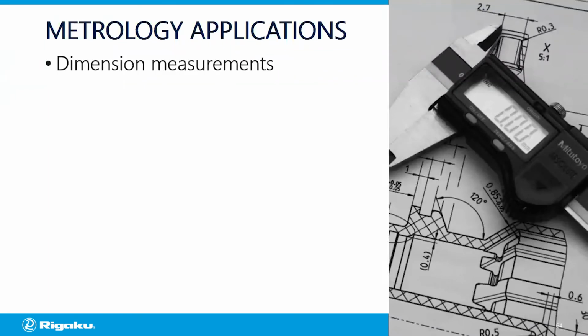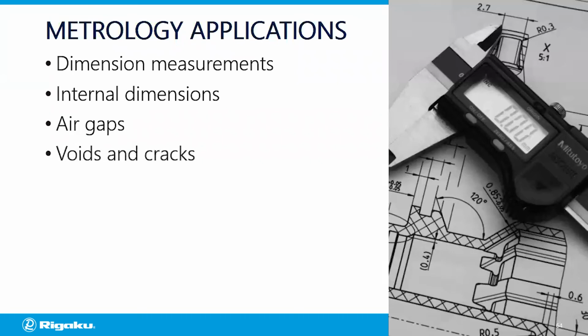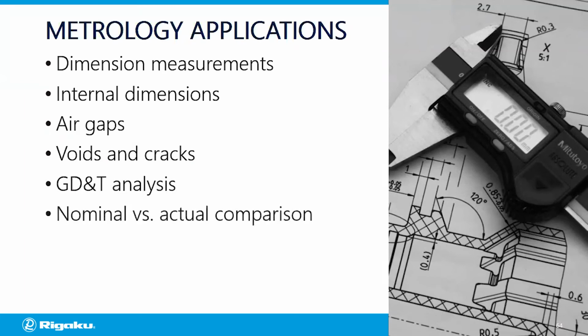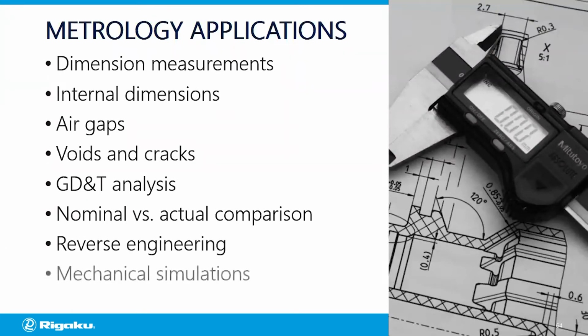You can always use X-ray CT for this, but especially when you want to see internal dimensions, air gaps, voids and cracks, X-ray CT can be an excellent technique for this type of measurement. You can also use X-ray CT for GD&T analysis, a nominal versus actual comparison. This is a comparison between the CAD drawing and the actual object. You can use this technique for reverse engineering or even for mechanical simulations. So I'm going to show you a few examples for each category.